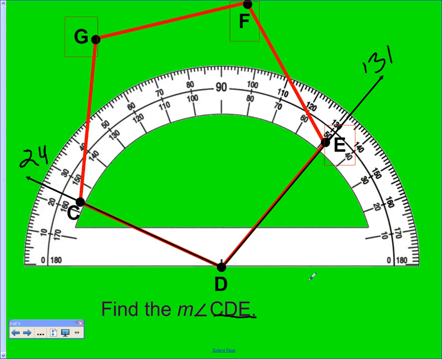So I need to find the difference with those numbers. 131 minus 24. 11 minus 4 is 7. 12 minus 2 is 10. So from this line all the way to this line, it is 107 degrees.